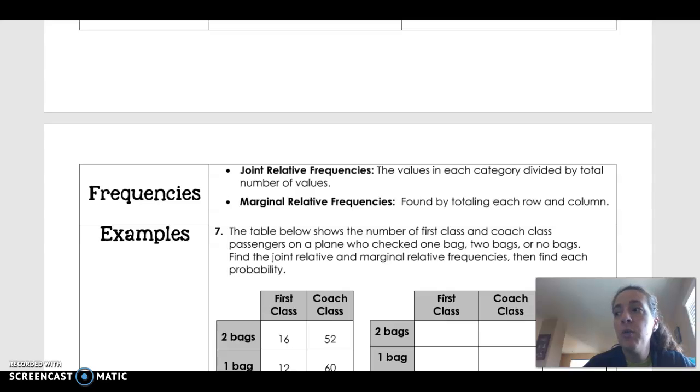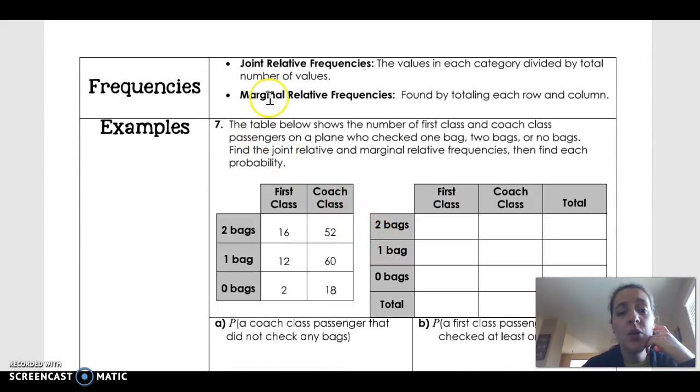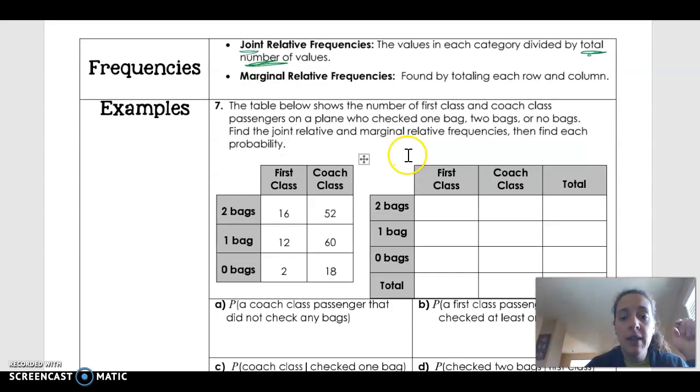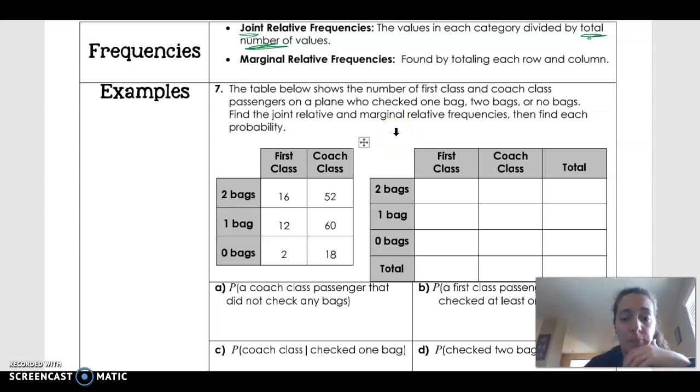So the next thing we're going to look at is some frequencies, and this gets a little bit more funky, but we have to understand where these words come from. Our joint relative frequency is the value in each category divided by the total number of values, and that's the key thing, the total number of values. So let's look at that, and then we'll look at our marginal frequencies.